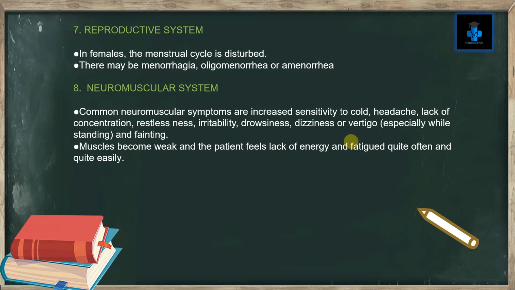Number 7 is reproductive system. In females, the menstrual cycle is disturbed. There may be menorrhagia, oligomenorrhea, and also amenorrhea.